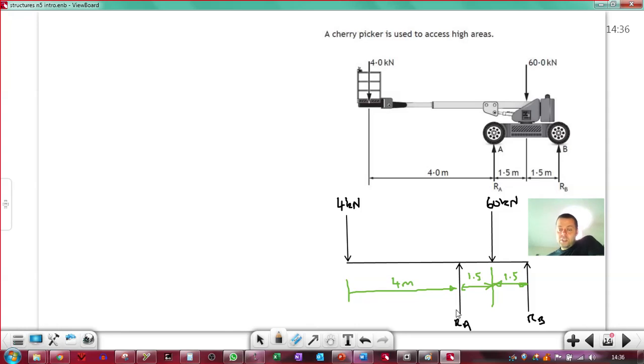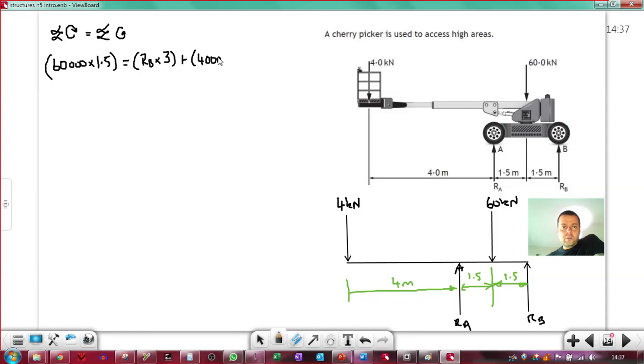So let's calculate RB first. RB is probably the easiest one to do because all the distances come from RA. So taking the moments, clockwise moments around RA must equal the anti-clockwise moments around RA. So assuming that RA is our fulcrum, RB is the only unknown one. So what's going anti-clockwise is that 60 kilonewtons. So we're going to go 60,000 multiplied by its distance to the fulcrum, which is 1.5. And that's the only clockwise. All the other ones are anti-clockwise. So that must equal RB multiplied by 3, because that's its distance to the fulcrum, 1.5 plus 1.5, plus 4,000 multiplied by 4.